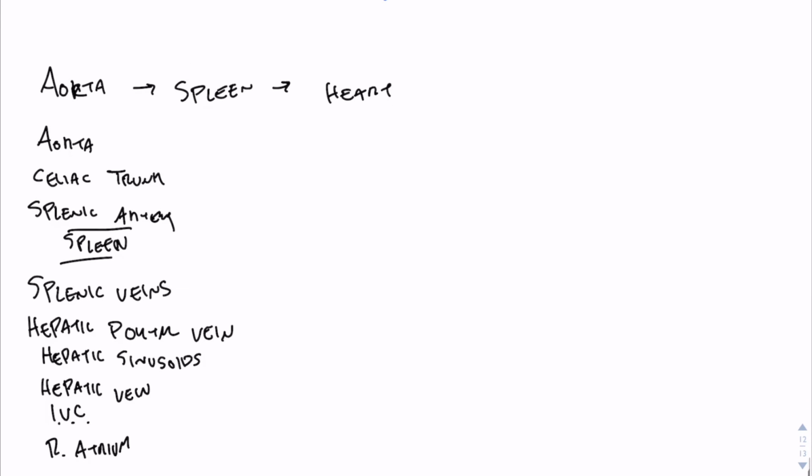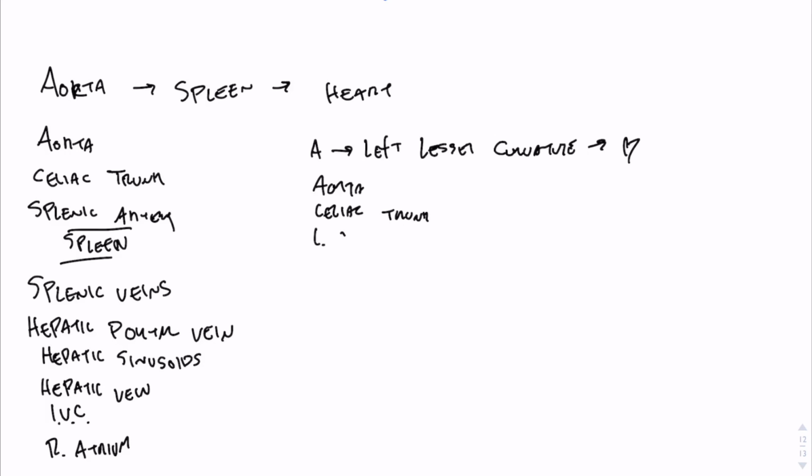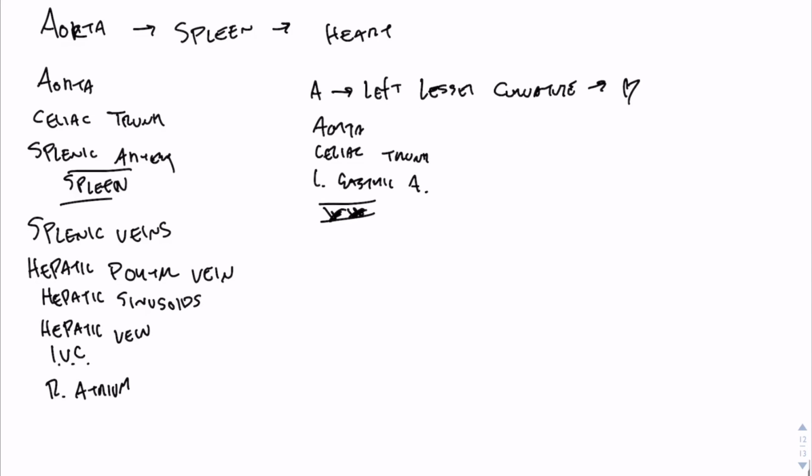Cool, so there's that trace. Aorta to the spleen to the heart. Let's say this was aorta to the left lesser curvature to the heart. That would look like this. Aorta, celiac trunk, left gastric artery. Then we're at that structure. That's what this is representing. To drain it, we're going to have the left gastric vein.